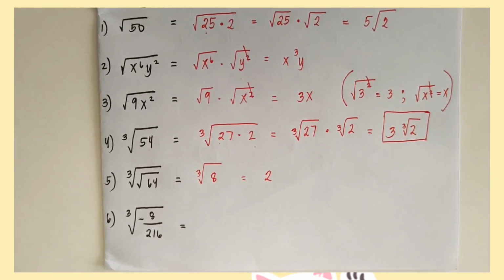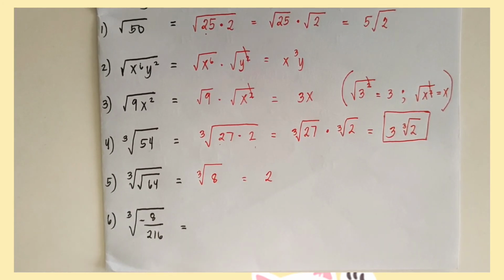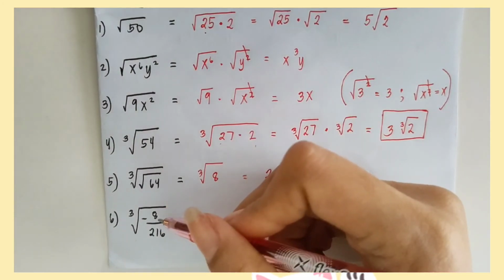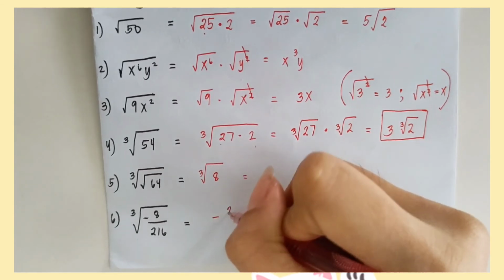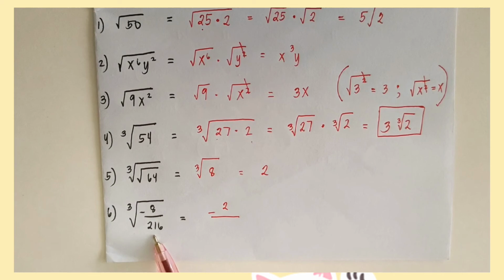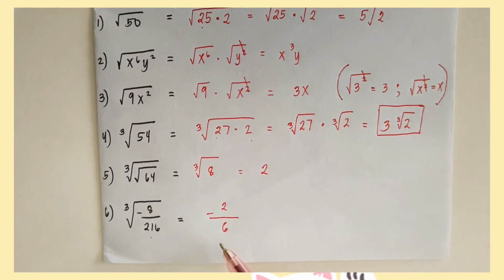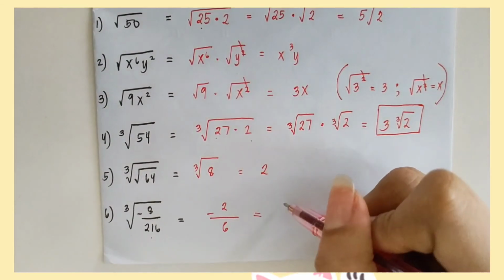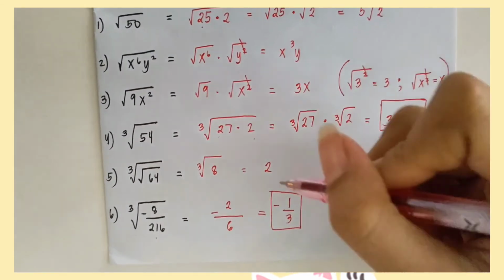Last but not the least, we have the cube root of negative 8 over 216. We have negative 8, which is a perfect cube number, which is negative 2, all over a perfect cube again, 216, that is 6. So 6 cubed is 216. Simplify. Final answer is negative 1/3.